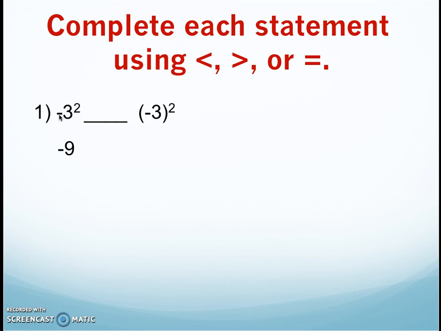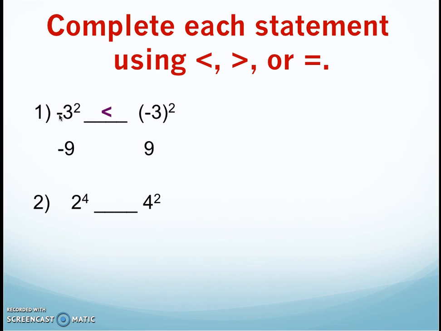And then on the right side, we're taking negative 3 and squaring it. So negative 3 times negative 3 gives me positive 9. All right? So this one is going to be negative 9 is less than 9, or really the opposite of 3 squared is less than negative 3 squared.